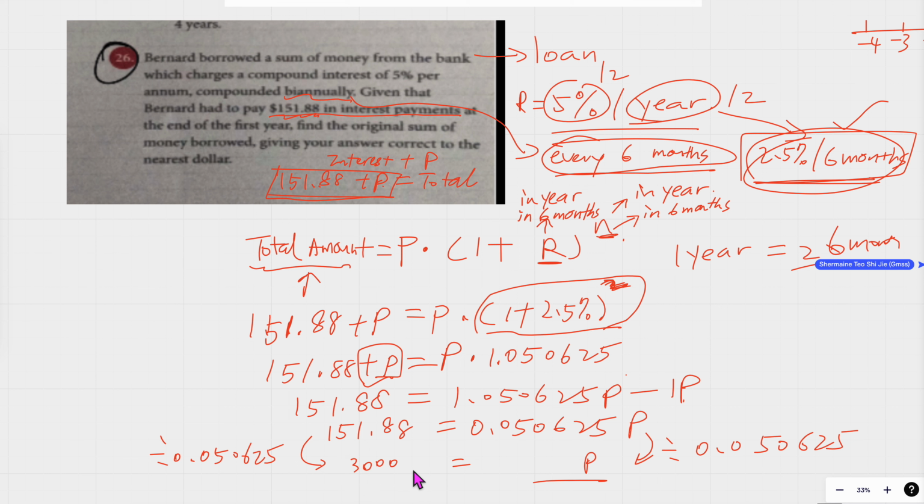When it comes to dollars, they say what? Give answer correct to the nearest dollar. Okay, so it's $3,000. Yes. So P equals 3,000. Okay. Good. So that's how you get this answer.